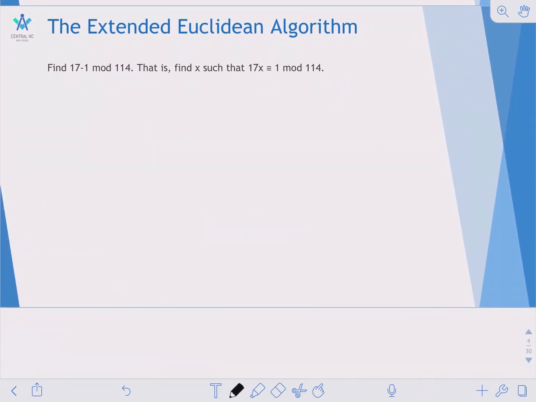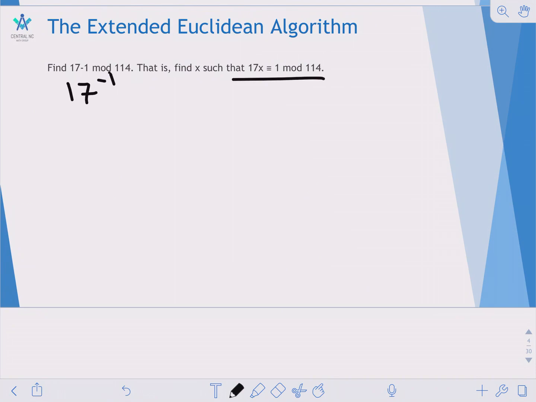And what we can do is basically extend the Euclidean algorithm so that we can actually compute the inverse of a number modulo another number. So suppose we want to find the inverse of 17 modulo 114. I apologize, the superscripts did not come out right in this presentation. In other words, we want to find an integer x so that 17x is congruent to 1 modulo 114.